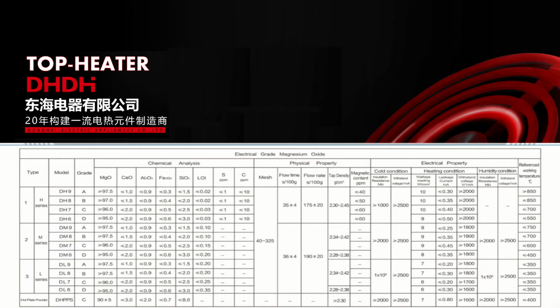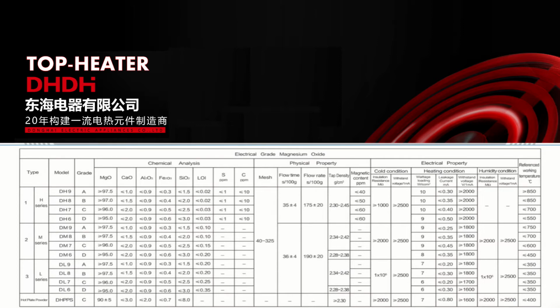So there's another information we'd like to share: all our MgO powder is well finished. So you can use it directly in your heater. You don't have to do the annealing again.